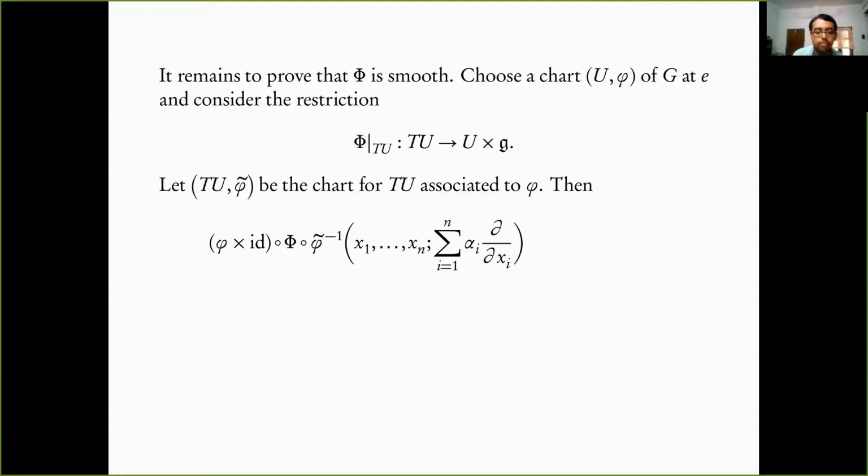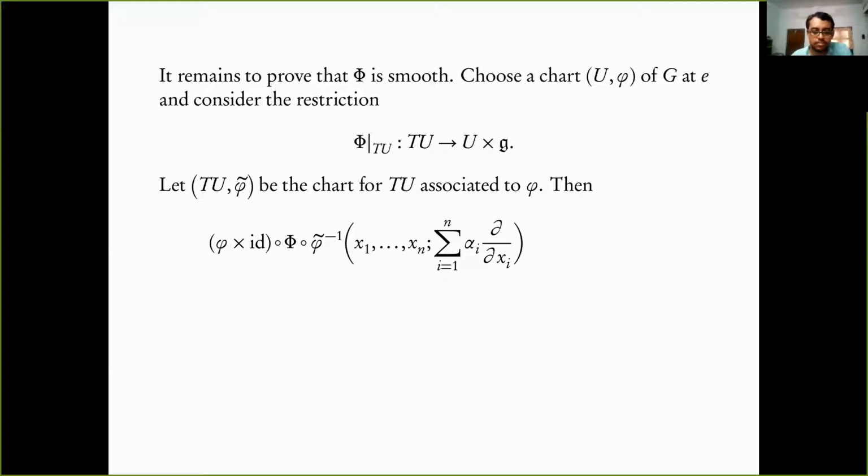So I'll just give you a moment to look at the map. So this is saying phi tilde inverse. Remember, phi tilde maps TU to Rn cross Rn. So it pulls it back to TU, apply phi, that maps it to U cross G, and apply phi cross identity to U cross G, that simply gives you Rn cross the Lie algebra, which you can then identify with Rn cross Rn if you want.